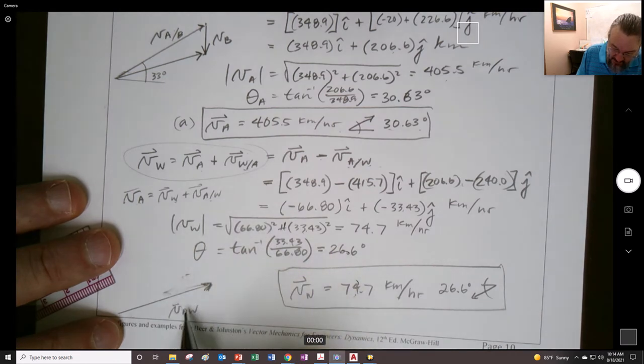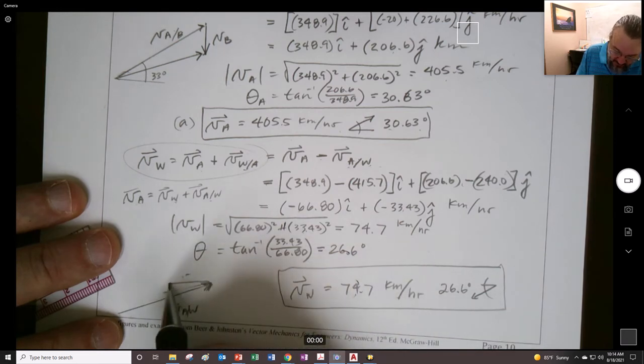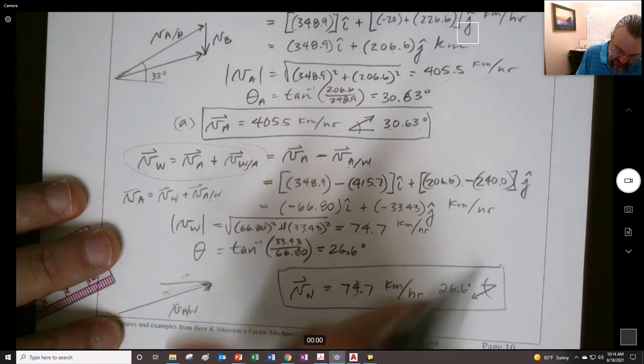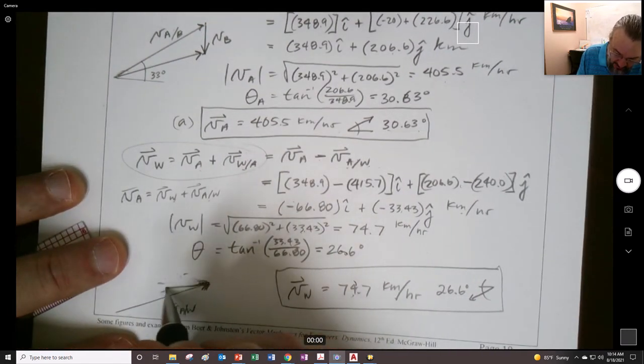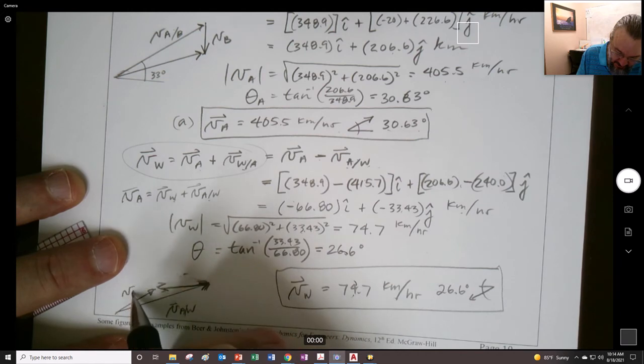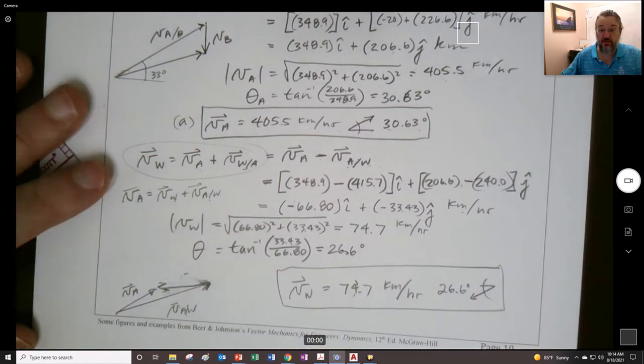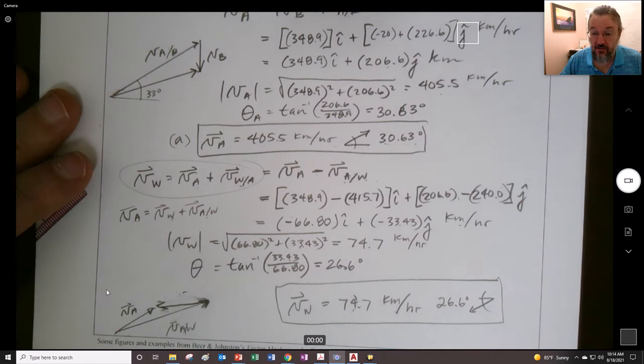So we're going to add this one to this one, so that comes down, not that much different of an angle. We'll do it on AutoCAD here in a second to confirm this. And then this right here should be the velocity of the airplane. All right, so let's try this out in AutoCAD.